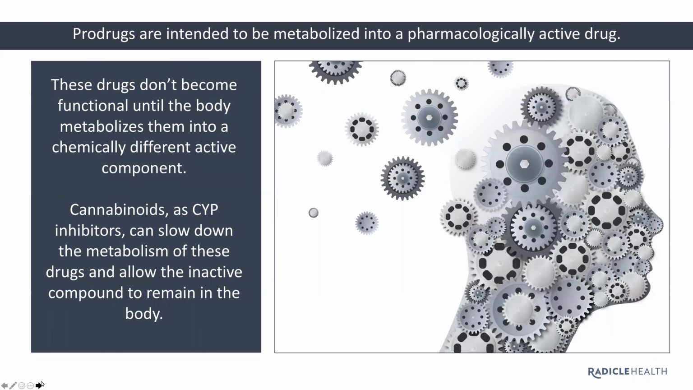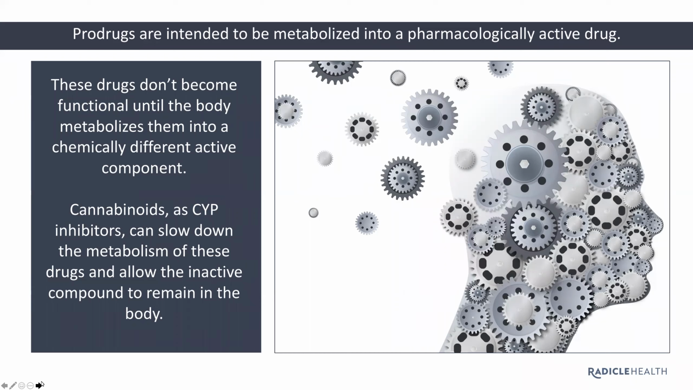Prodrugs are an area where we still need a lot of research, and I think there's debate out there among cannabis clinicians, particularly with one prodrug, tamoxifen. We know that these drugs don't become functional until the body metabolizes them into a chemically different active component. So it's really important that they are metabolized through the liver and that there's nothing impeding their ability to metabolize.